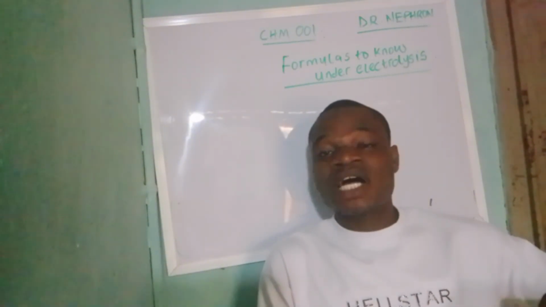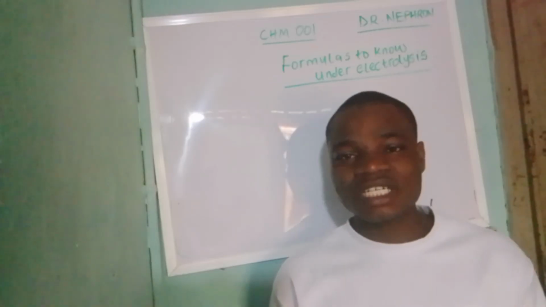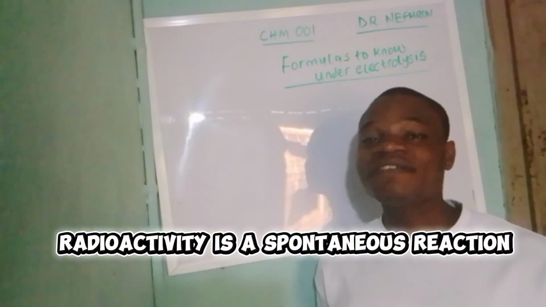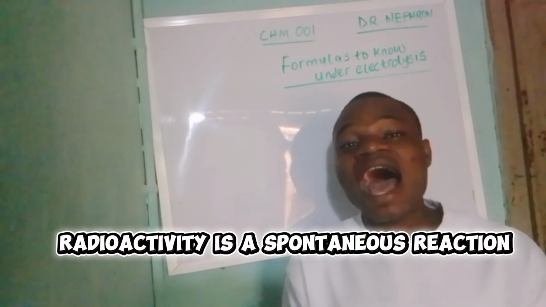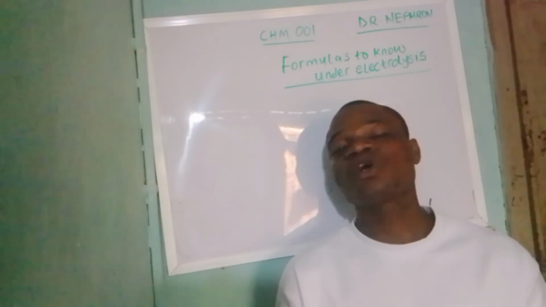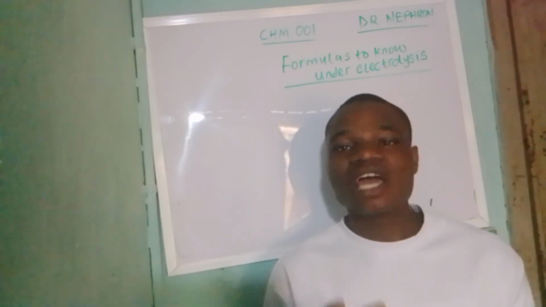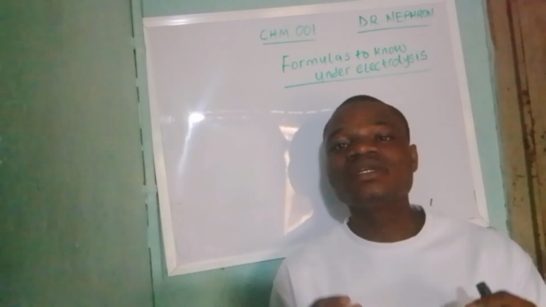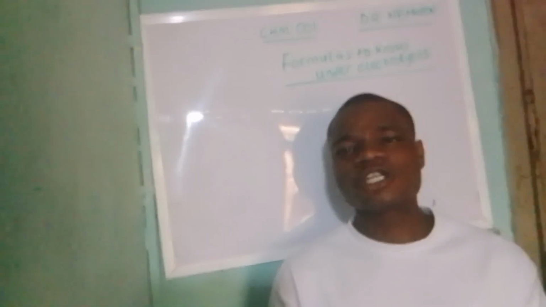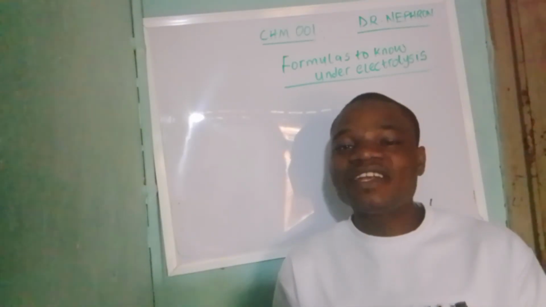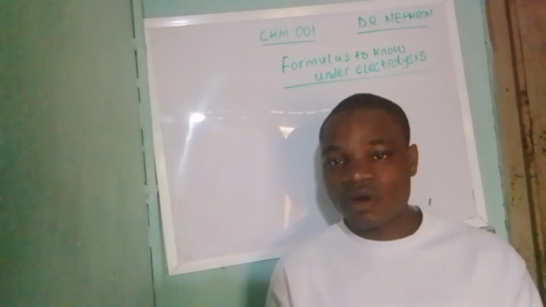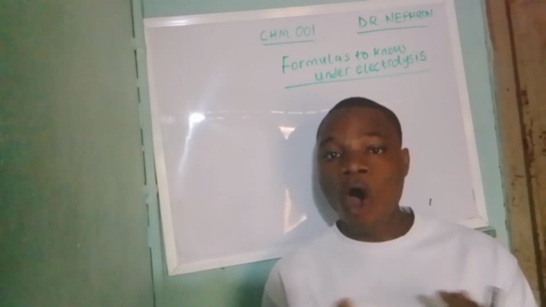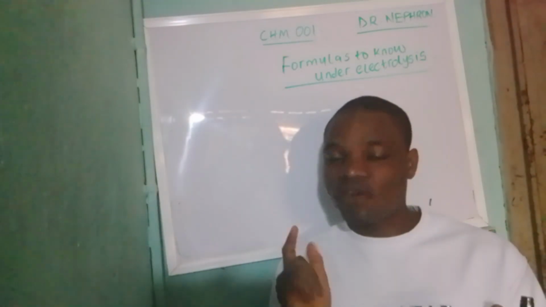But there are some reactions that just occur on their own. An example of a spontaneous reaction is radioactivity. That's why radioactivity is defined as the spontaneous emission of radiations. But when something is not spontaneous, they force it to occur, either by passing electric current through them or otherwise.